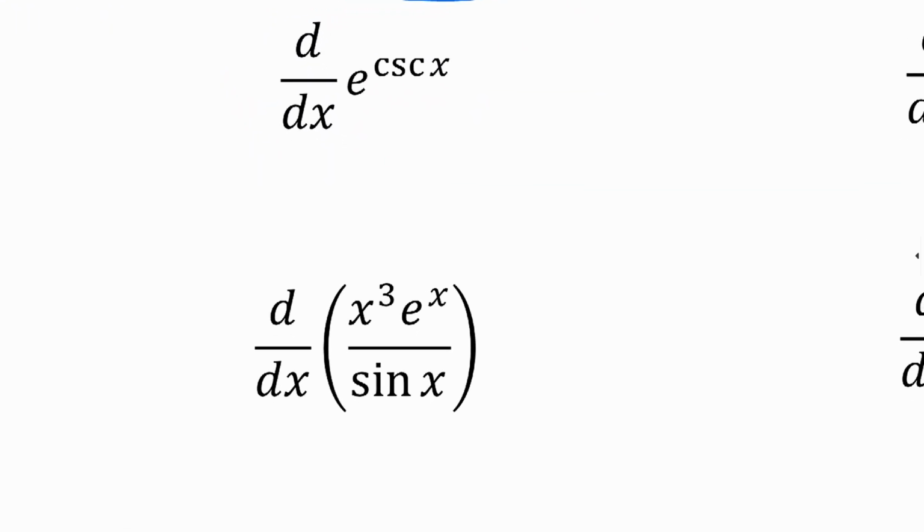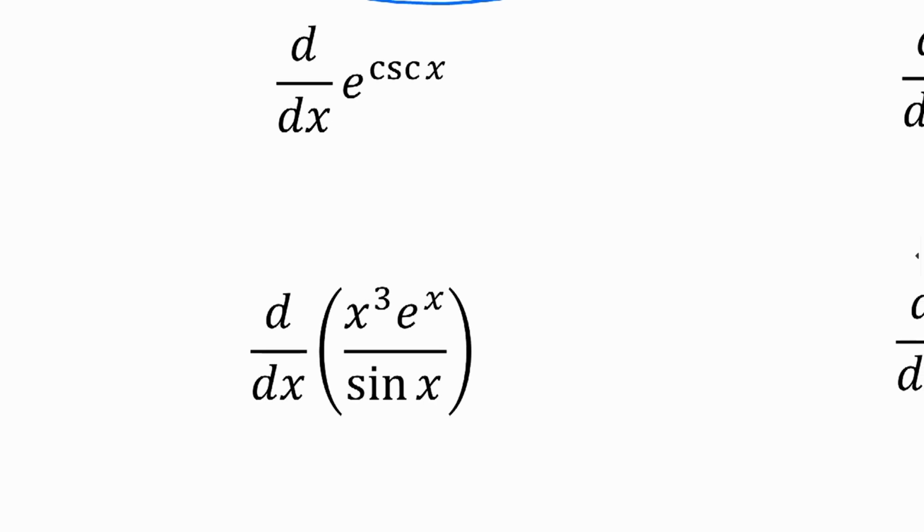Okay, derivative of e to the cosecant of x. Once again, another derivative that I don't think you expected to really see in a review worksheet.